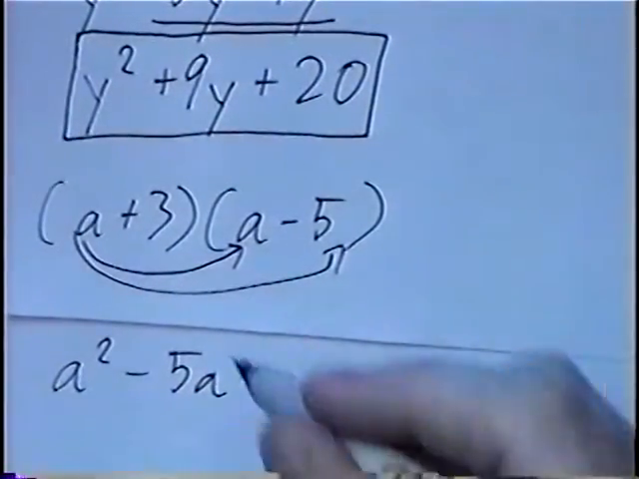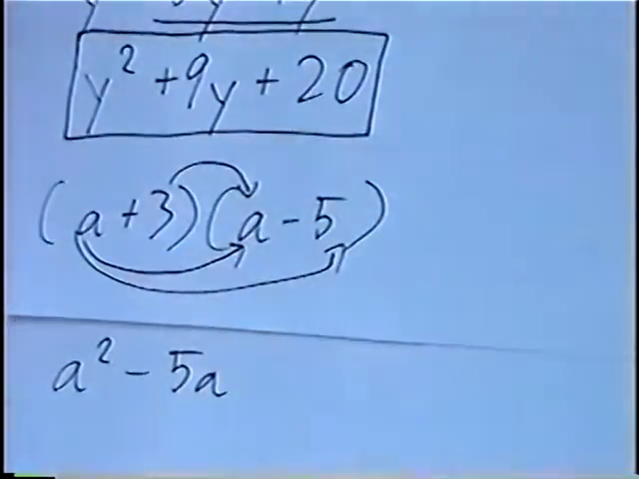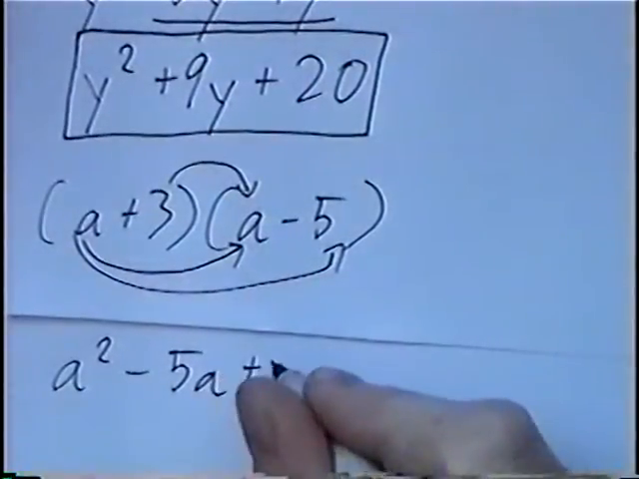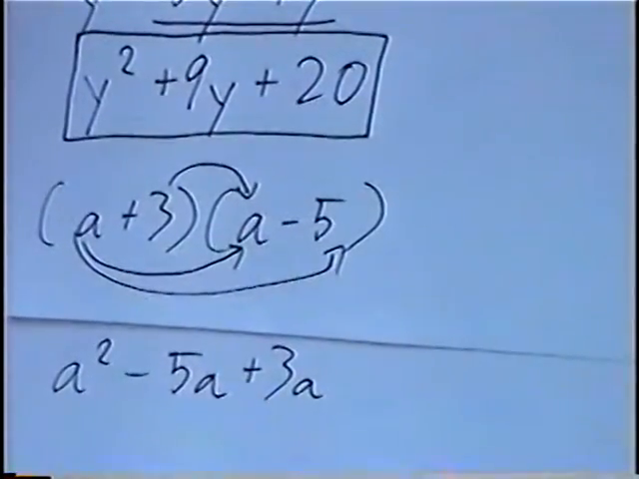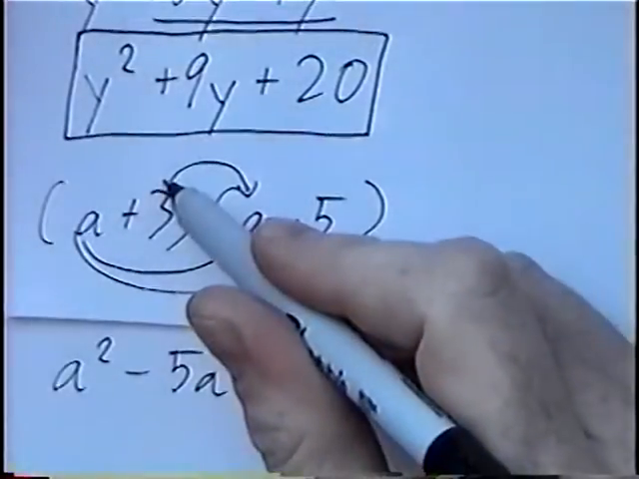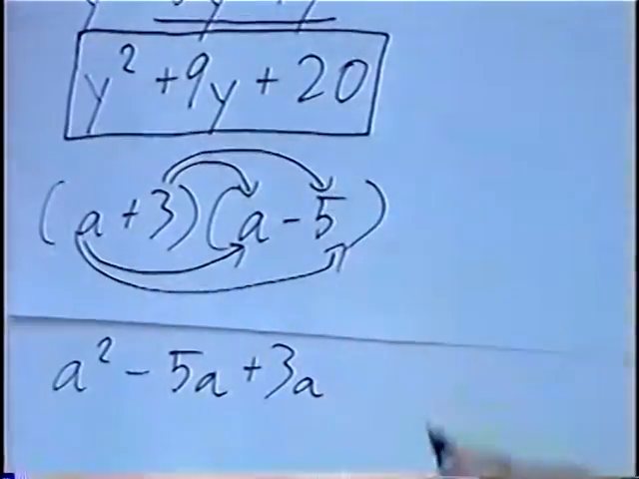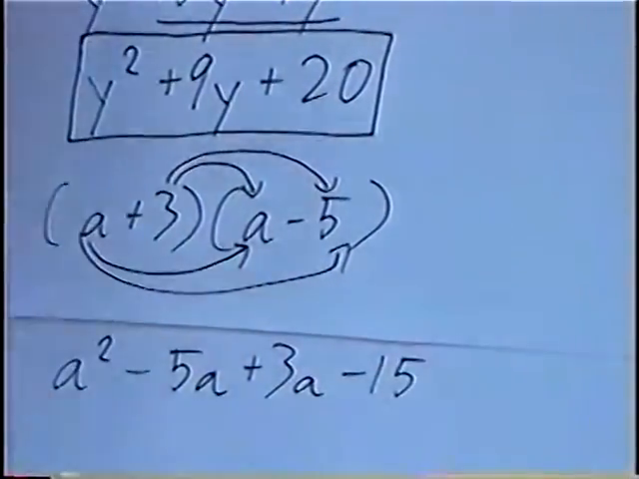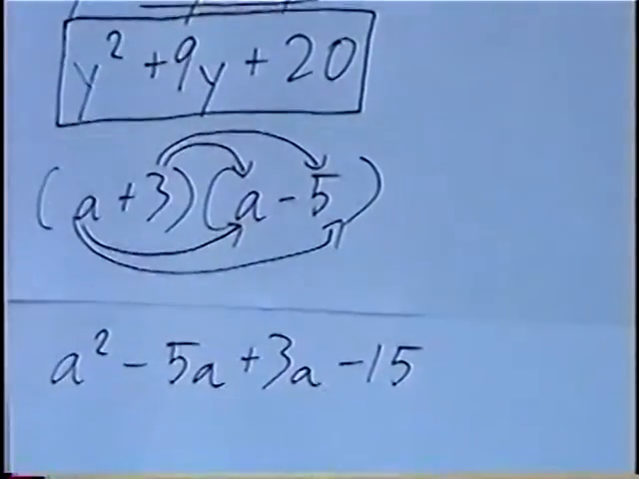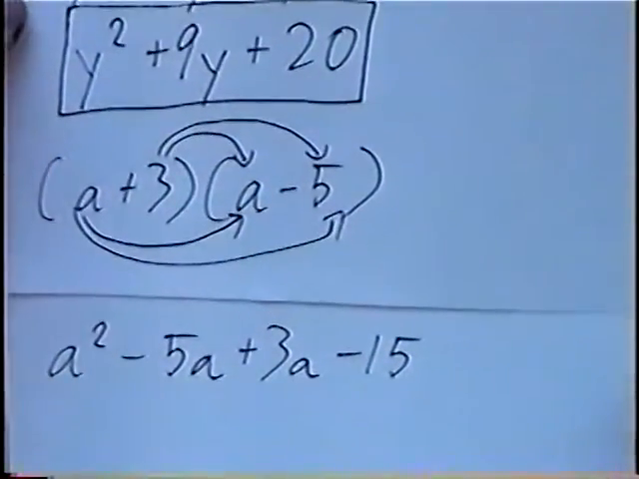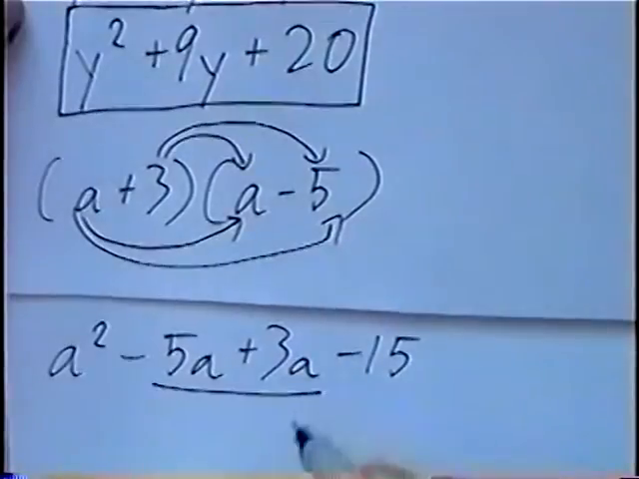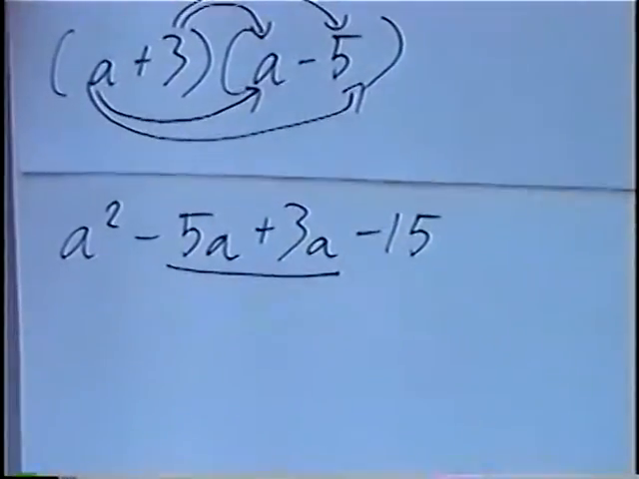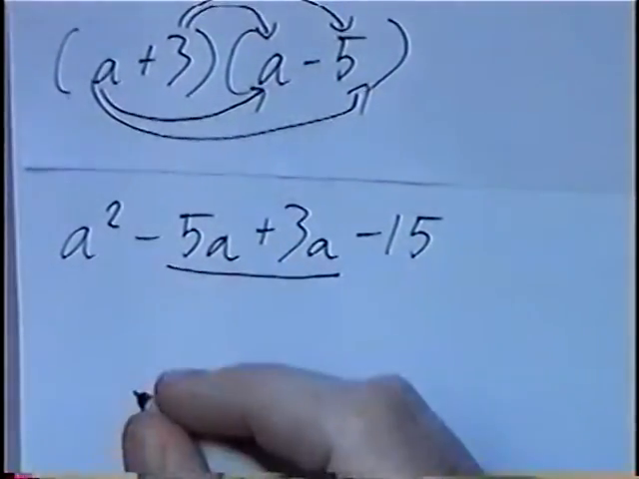And multiplying the inside terms, 3 times a would be 3a. And multiplying the last terms, 3 times a negative 5 would be negative 15. And again, when using FOIL, most of the time the middle two terms will be like terms, and you'll be able to combine those for your final answer.